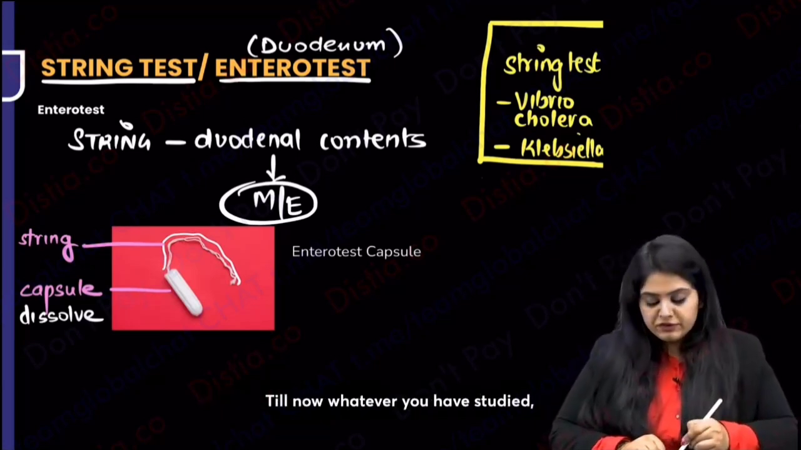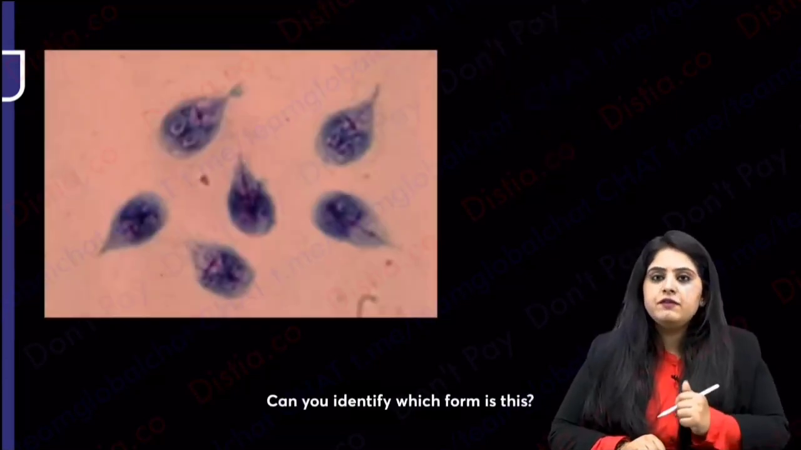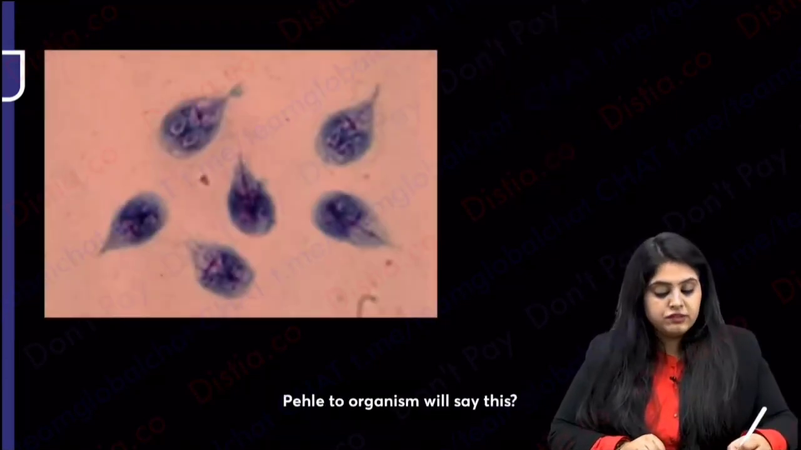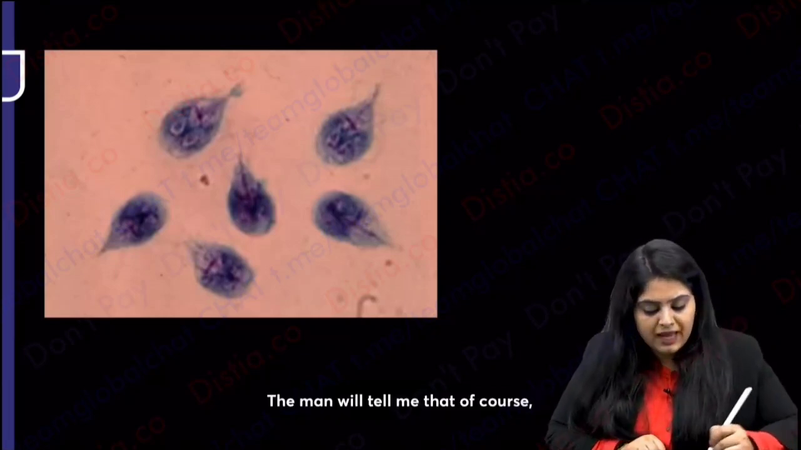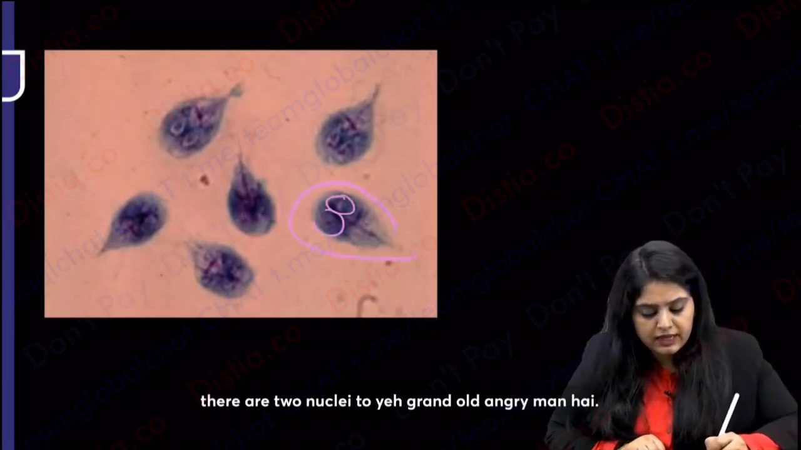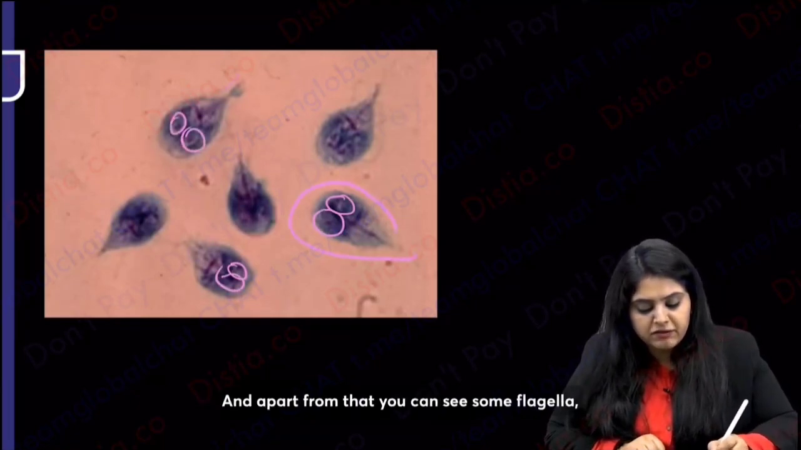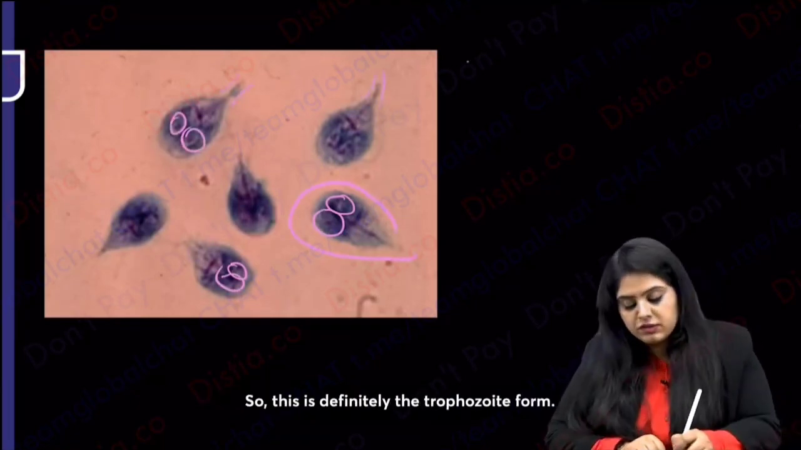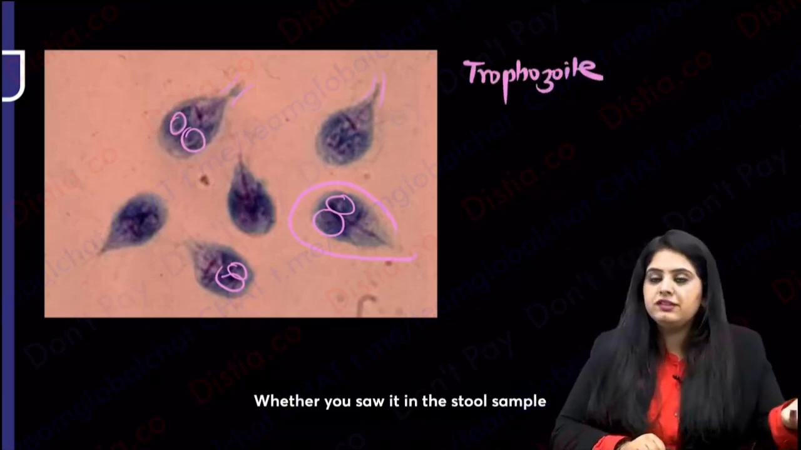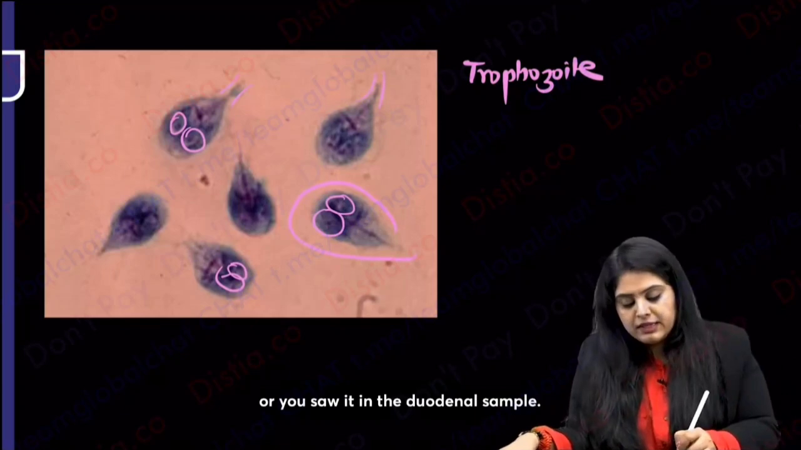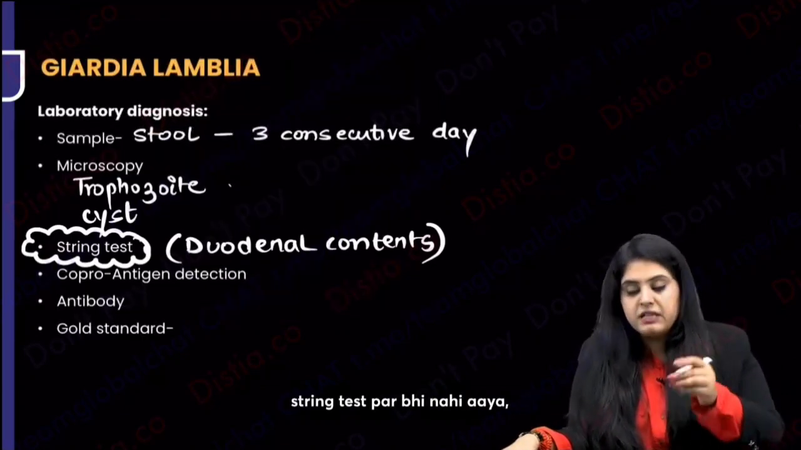Till now, whatever you have studied, let's look at it under the microscope. Let's take a test. Can you identify which form is this? Pehle to organism, you will say, this I'll never forget. The grand old angry man of the intestine. The man will tell me that, of course, there are 2 nuclei, so ye wo grand old angry man hai. And apart from that, you can see some flagella, that beard also coming out. So this is definitely the trophozoite form. Whether you saw it in the stool sample or you saw it in the duodenal sample, this is the trophozoite form that you had.